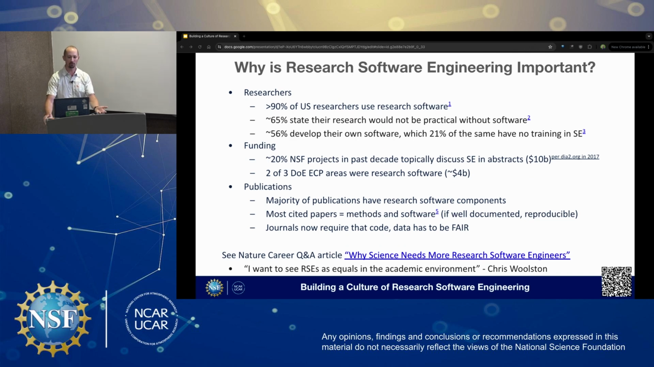So why is research software engineering important? Presently, more and more of our research today is dependent on software. About more than 90% of U.S.